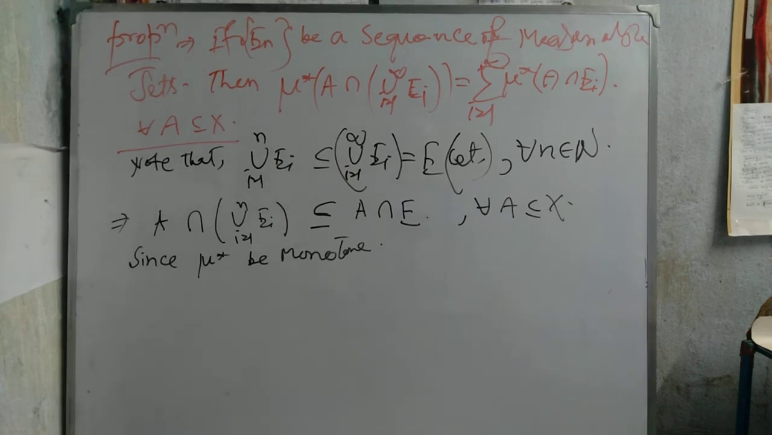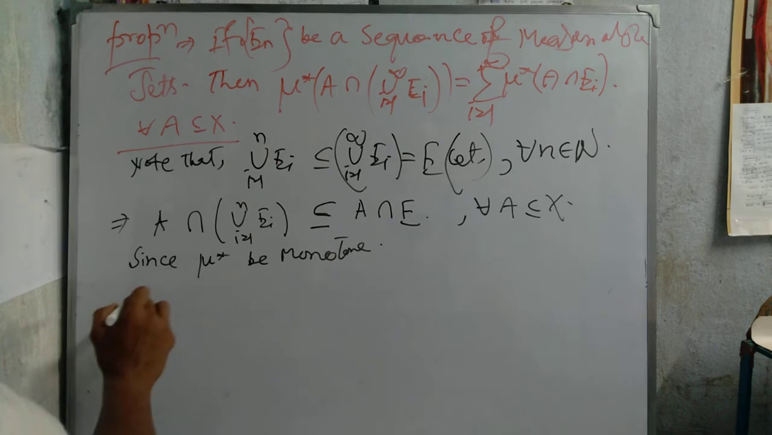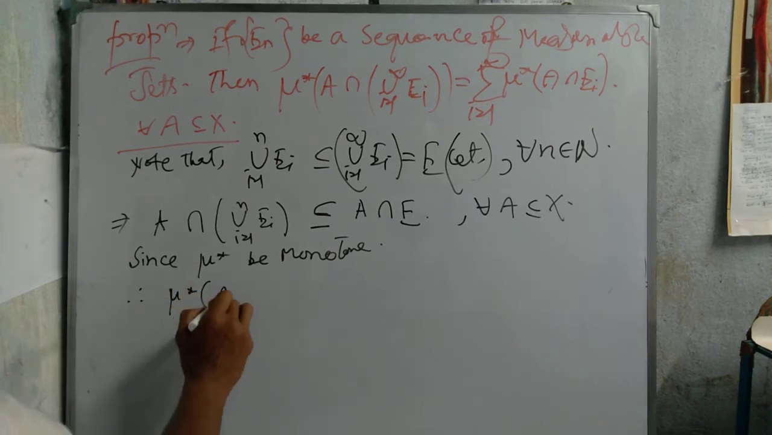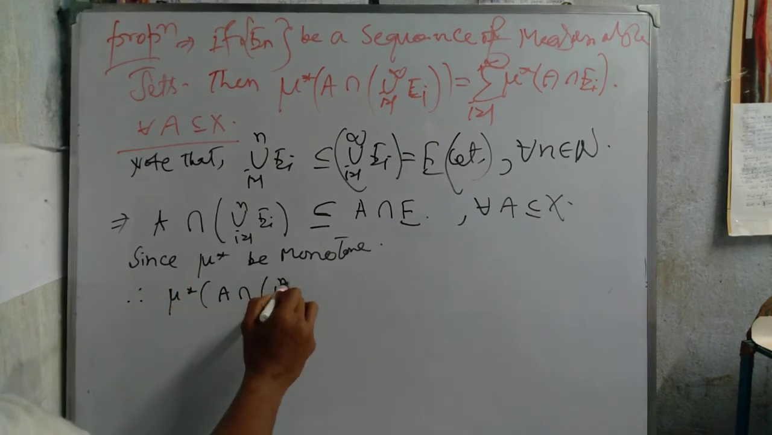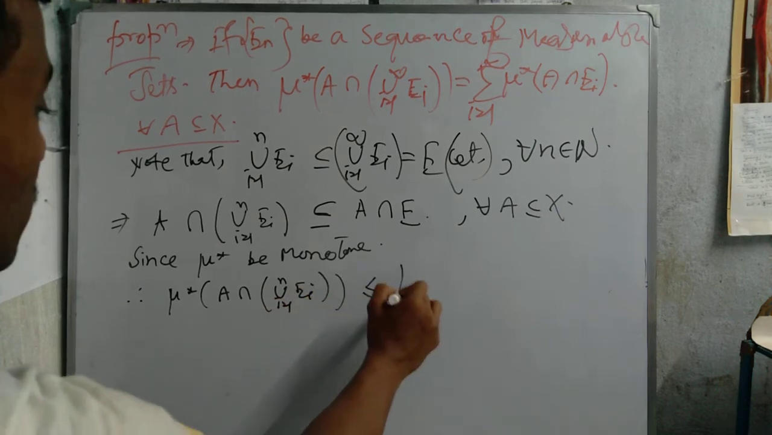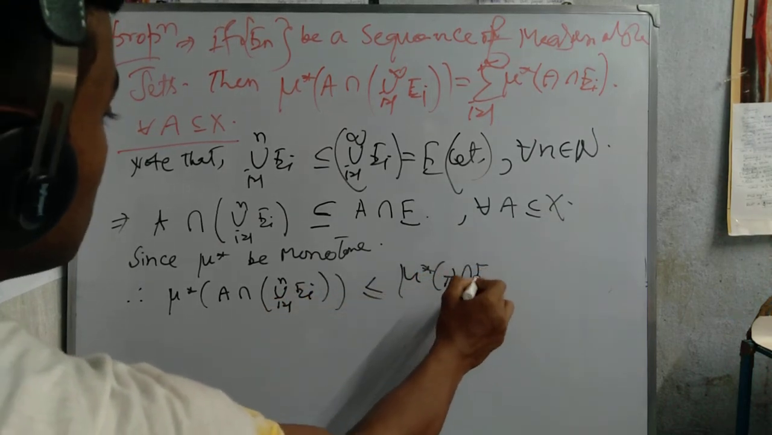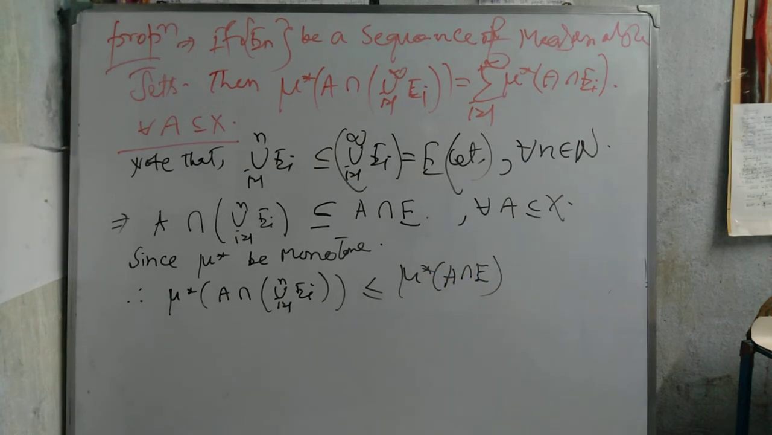Then what happened? What does the monotone property tell us? If A is a subset of B, then mu star A is less than or equal to mu star B. Here, mu star of A intersection union of i equal to 1 to n E_i is less than or equal to mu star of A intersection E. Understand or not? Easily understandable. Yes or no? Yes. So we go forward with further discussion.